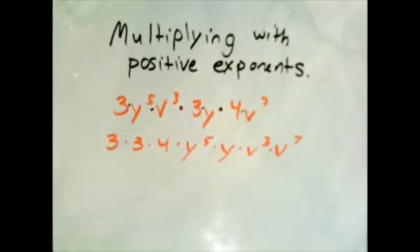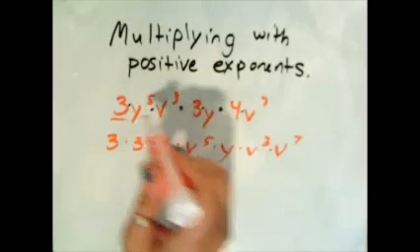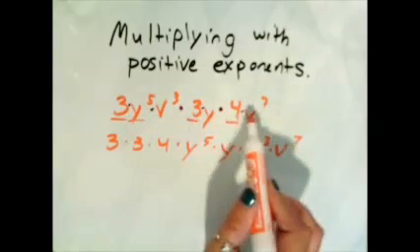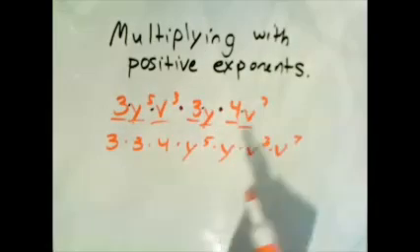And I'll show you in the next example, it's not always necessary to rewrite them all. Just be careful that you don't miss any. So y to the fifth and y, v to the third, and v to the seventh.